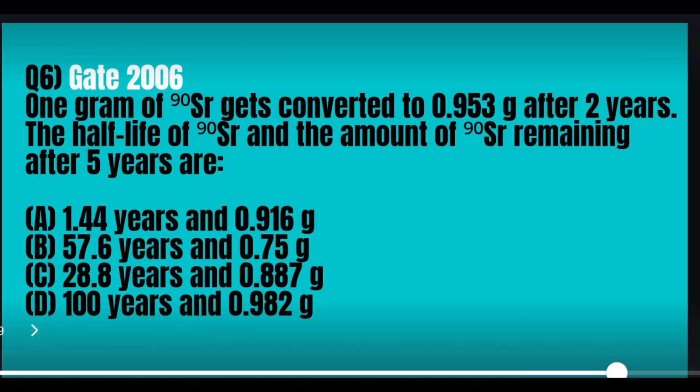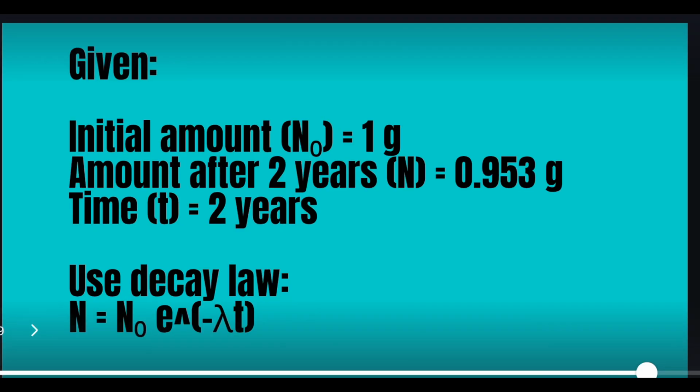We'll go to the sixth question. This was asked in GATE 2006. 1 gram of strontium-90 gets converted to 0.953 gram after 2 years. The half-life of strontium-90 and the amount of strontium-90 remaining after 5 years are asked here. 4 options are given. Now we'll see the solution.